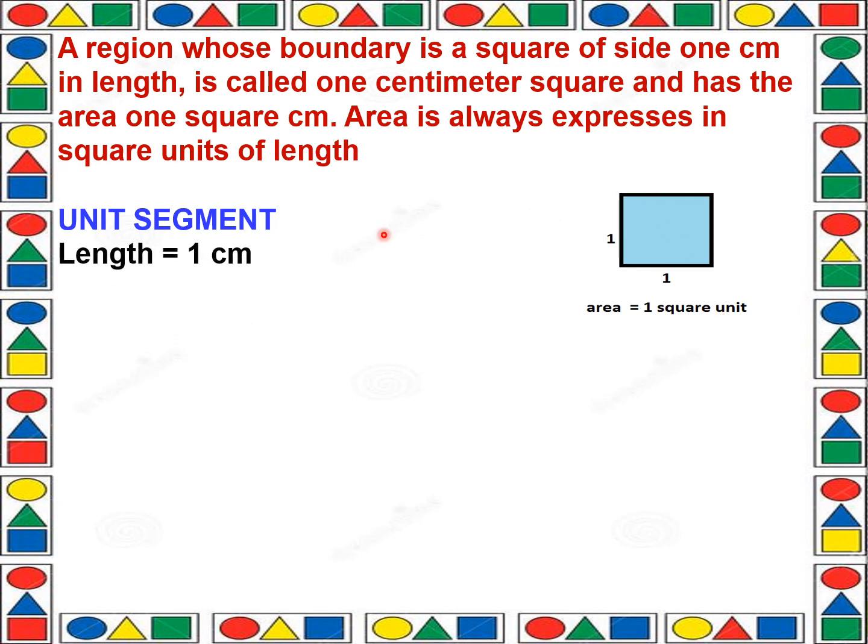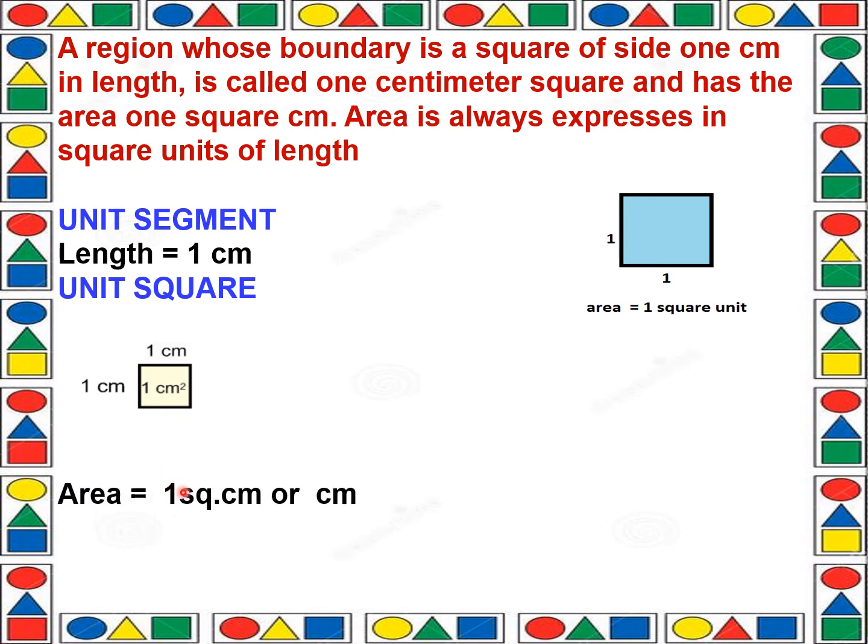What is the length of the square? 1 centimeter. Means in a square all sides are equal, so the length of the square equals 1 centimeter. So for the unit square, we multiply 1 centimeter by 1 centimeter and we get 1 centimeter square. Centimeter multiplied by centimeter gives centimeter square. So area equals 1 square centimeter. Area is the measure of a region.